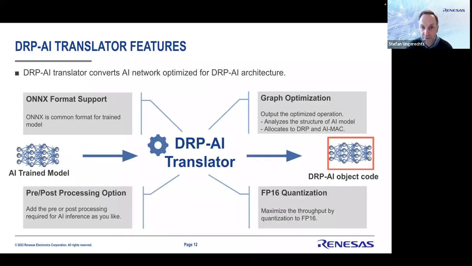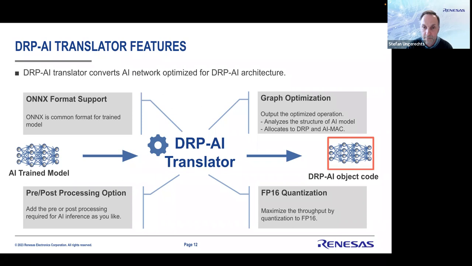So now let's talk about the implementation flow. You can imagine the DRP-AI is a complex IP. We need additional software to map a neural network to it. And here we use the DRP-AI Translator. The concept is simply that we translate a neural network from ONNX format to so-called DRP-AI object code. On top of that, we are able to add the pre- and post-processing. So, for example, image cropping, resizing, and so on can be accelerated by the DRP-AI as well.